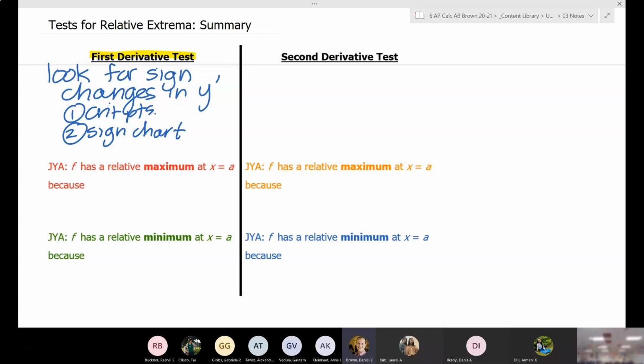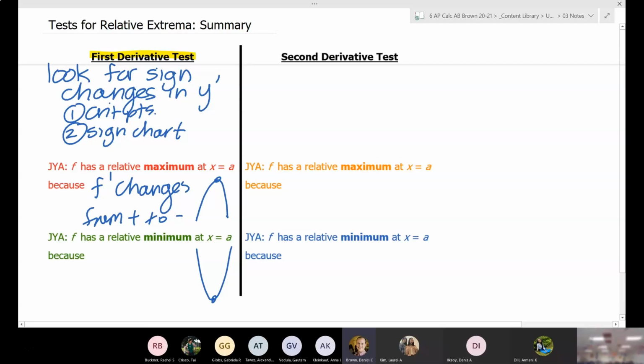So if we say that we have a relative maximum, that's going to be where we have a positive derivative, then a negative one. So then this is just review, but we say we have a maximum because this is f, so I'll say f prime changes from positive to negative, and that will always give you a relative maximum. Likewise, if you have a minimum, you have a negative derivative, then a positive derivative. So we'll say something like f prime changes from negative to positive.